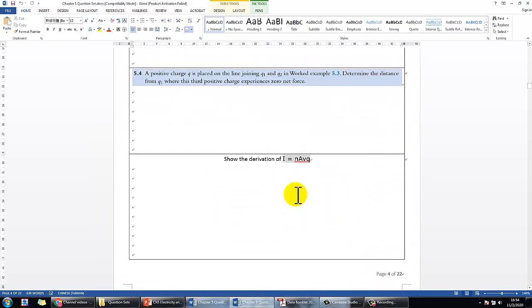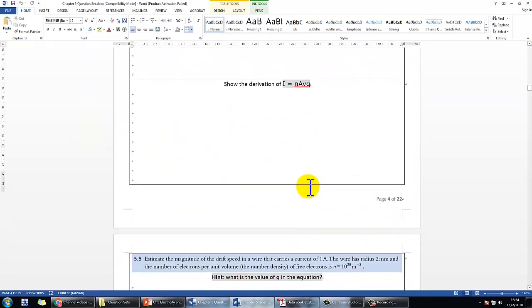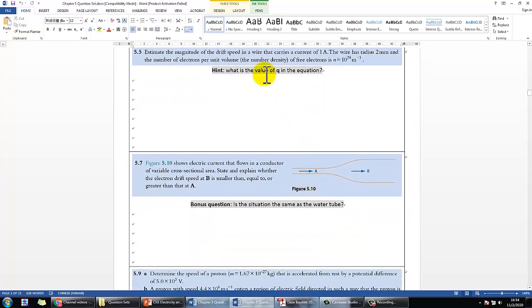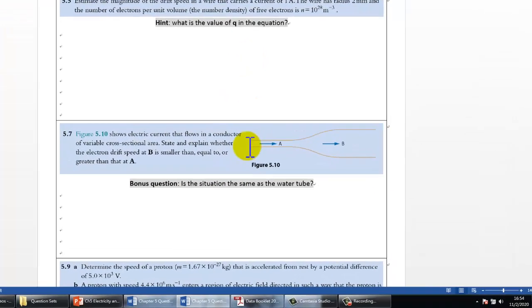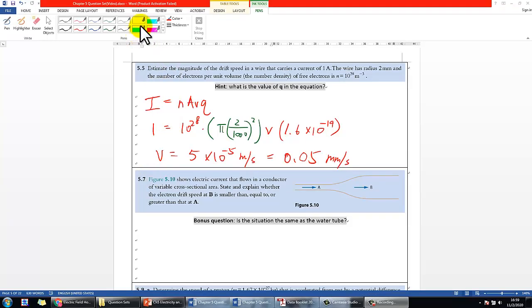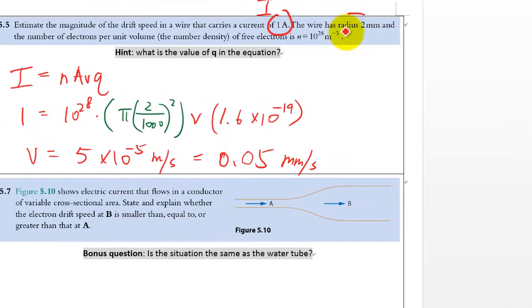Okay, so if you're okay with that, then I would want you to pause the video and try to do these two questions. Okay, pause the video and try to do these two questions now. Okay, let's talk about the answer. So for 5.5, they said there is something provided in the question. So here's the I, here is the R.